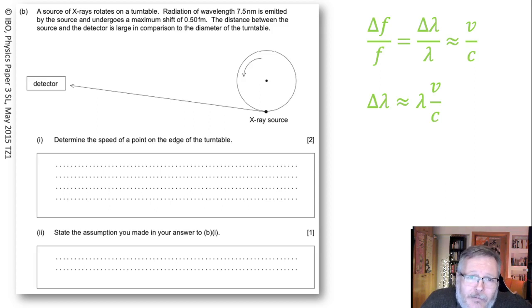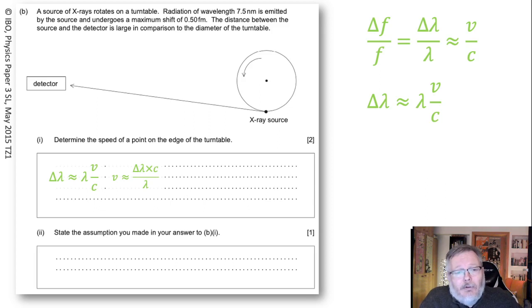Delta lambda, you know, is 0.5 femtometers. Lambda is 7.5 nanometers, and you know C because C is C. So I guess what you don't know is V. So we can have that equation in there. We can rearrange for V. V equals delta lambda multiplied by C divided by lambda.